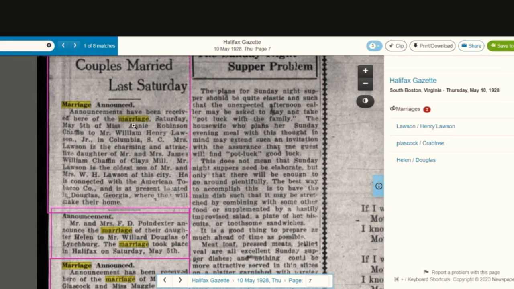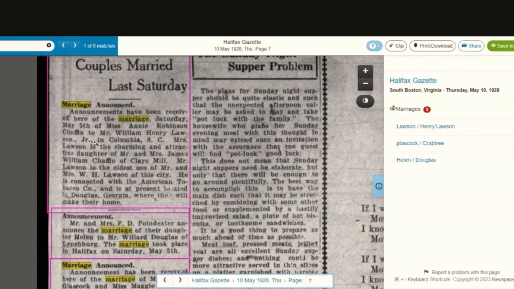But here we have on Saturday, May 5th, Miss Annie Robinson Chafin to Mr. William Henry Lawson Jr. in Columbia, South Carolina. So this is a couple that got married. It's in the South Boston newspaper in Halifax County, Virginia, but they got married in South Carolina.